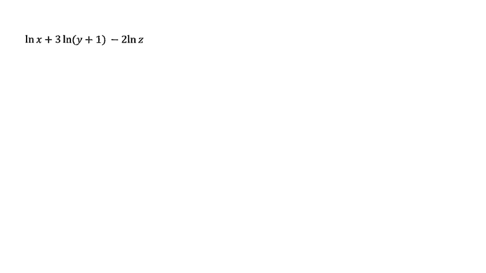So we'll start out much the same way as the last two examples dealing with condensing, where if there are any numbers in front of the logs, we'll restore them as powers. So we'll start with this 3 that's in front of the natural log of y plus 1, and we'll also restore that 2 that's in front of the natural log of z. So it begins to take form like this: the natural log of x plus the natural log of y plus 1 quantity cubed minus the natural log of z squared.